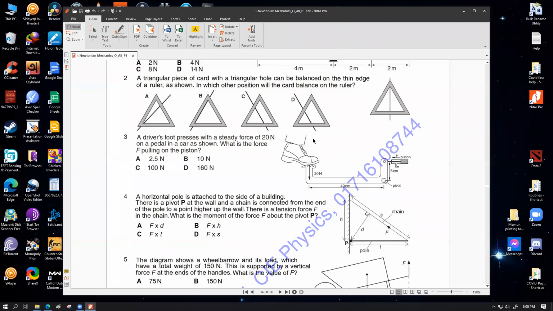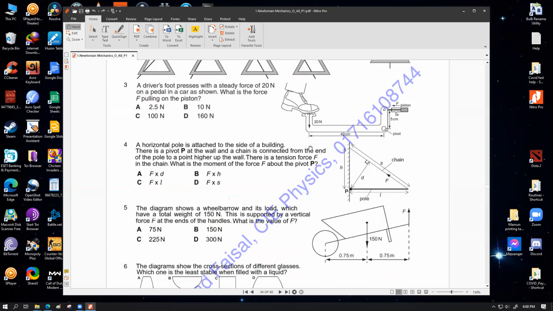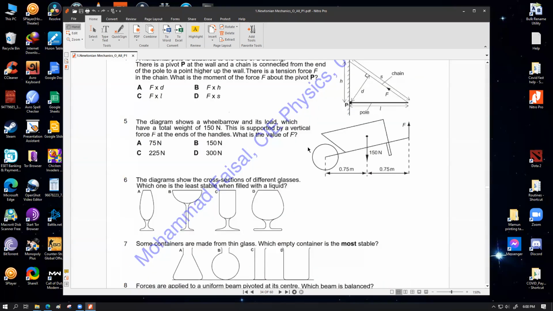Page number 34. Sir, number 6. Okay, number 6 is about the idea of stability.